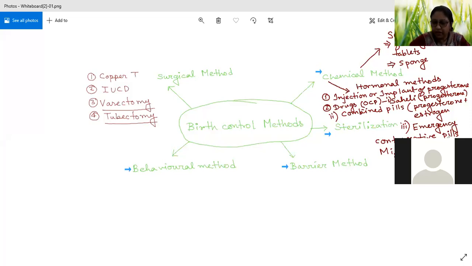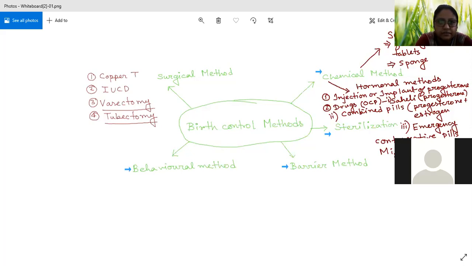So, if anyone thinks that during intercourse, successful fusion of male and female gamete is done, then within 72 hours of intercourse, if this medicine is taken, even if there is formation of zygote or embryo, the embryo cannot get attached to the uterus. Before that, the embryo is destroyed. Okay, so that's all about hormonal methods.